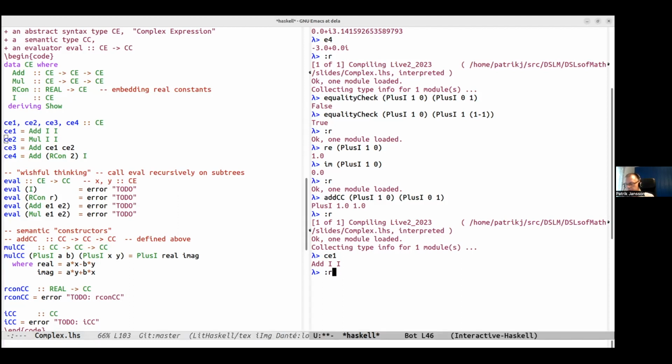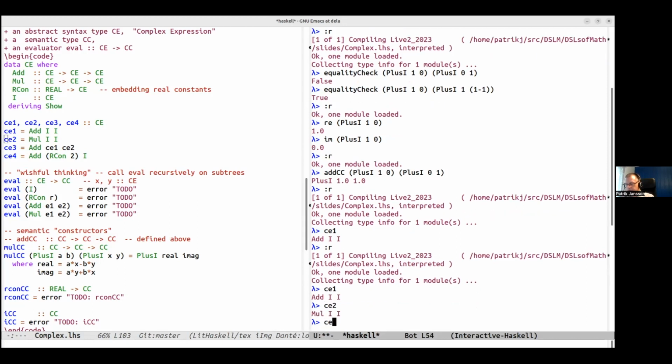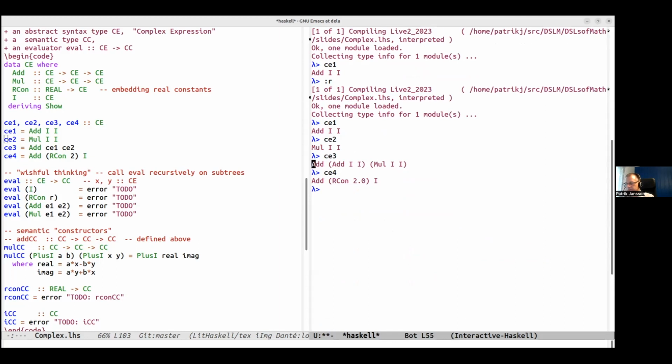Okay, so all of these examples, CE1, CE2, CE3, CE4, they are just expressions. It says there, add of add I I and mul I I. It doesn't evaluate to anything. It just is. It's a tree-like structure. It's a bit like a very small program. It says that, well, I would like to compute the addition of CE1 and CE2, but I haven't done it yet. It's just an expression.